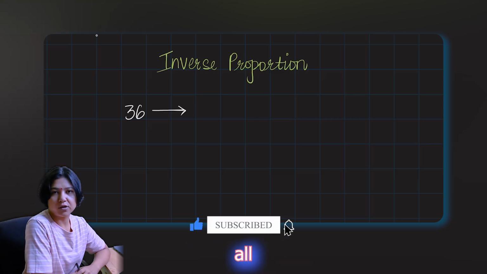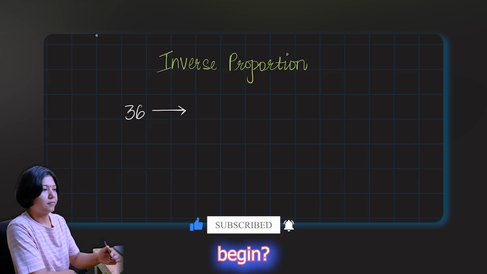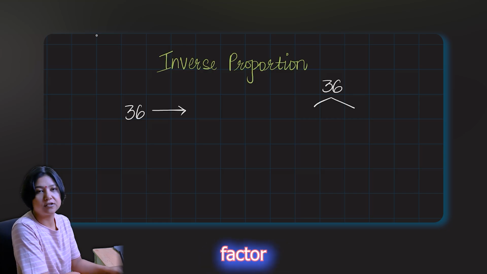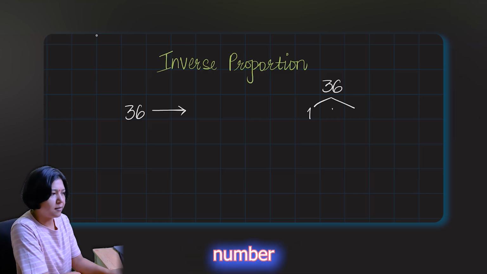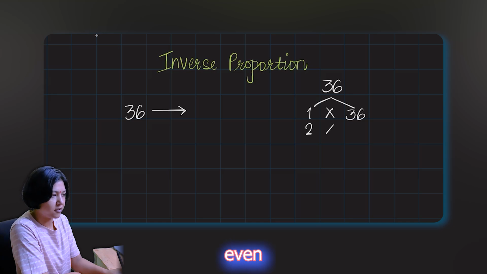I want to list out all the factors of 36. So how to begin? When I teach how to factorize a number, I always begin by choosing the first factor of 36, which is 1. Any number is divisible by 1, so I'll write the first pair as 1 times 36. The second pair I can think about is, because 36 is even, 2 divides 36. 2 into 18 will be 36.